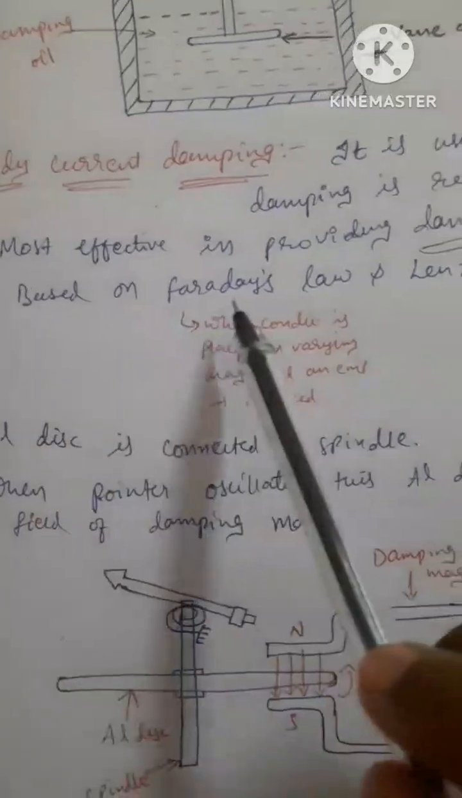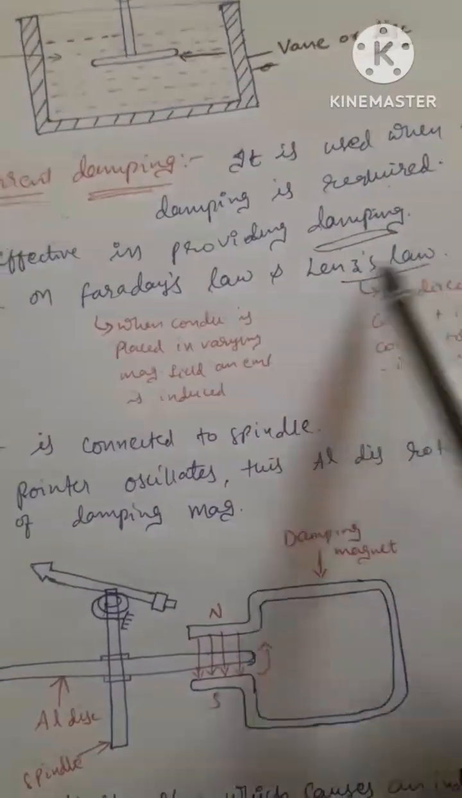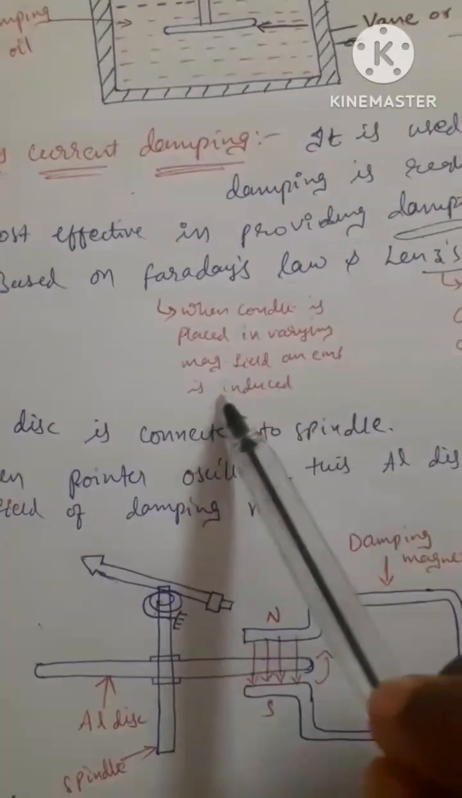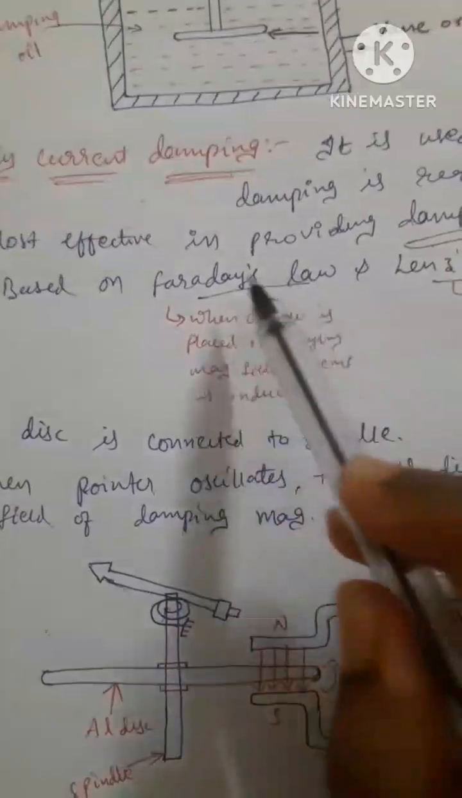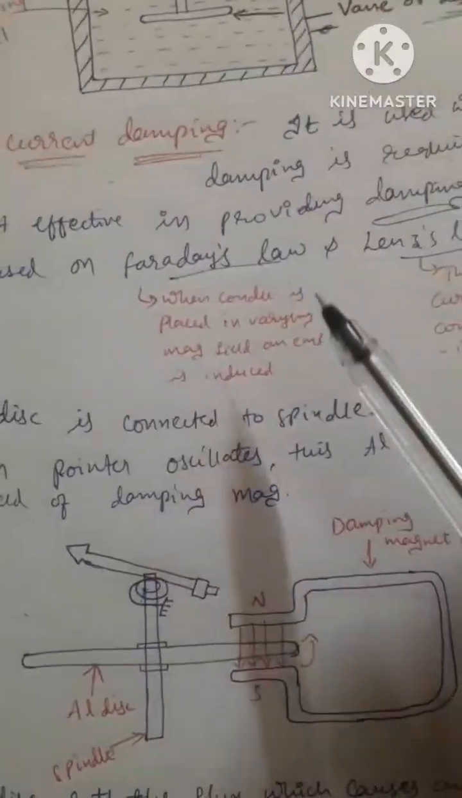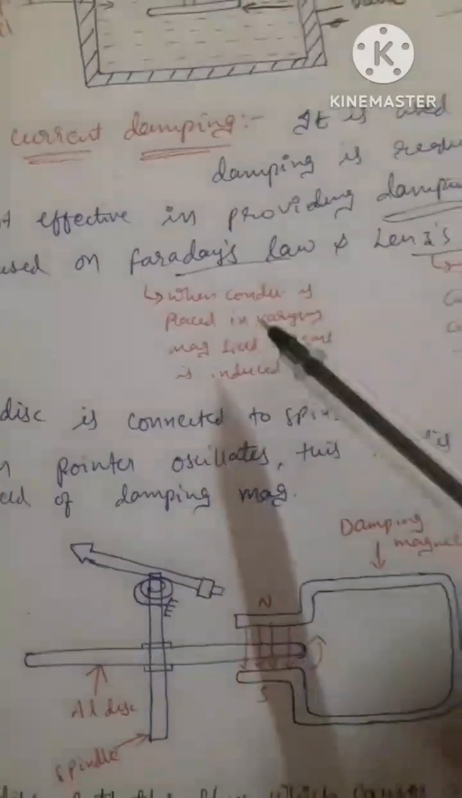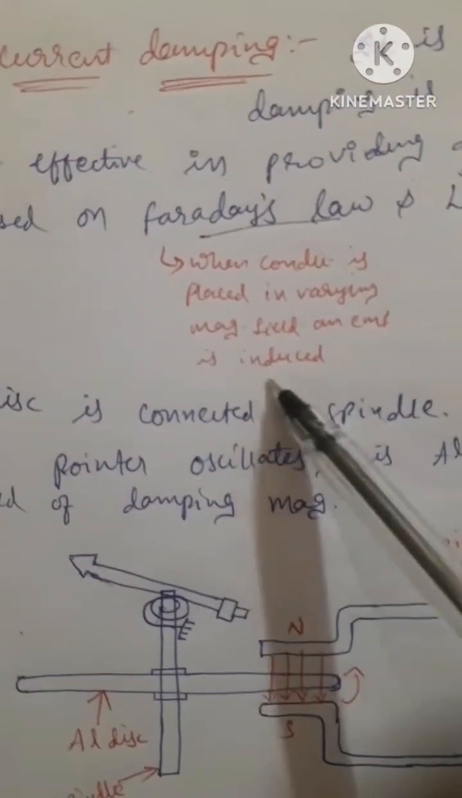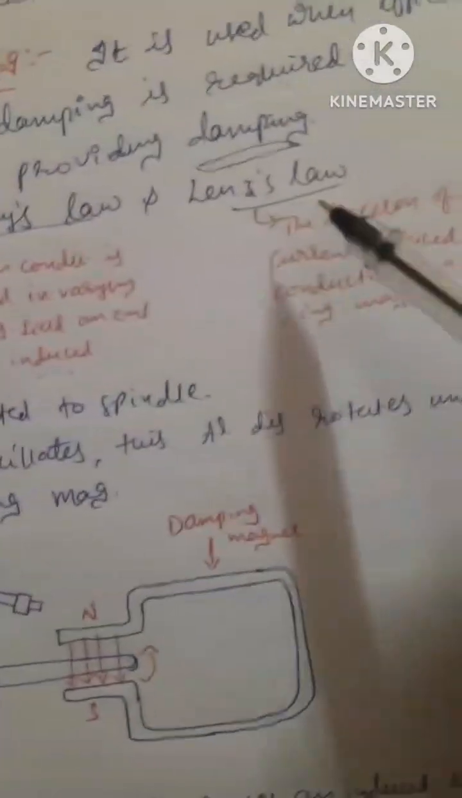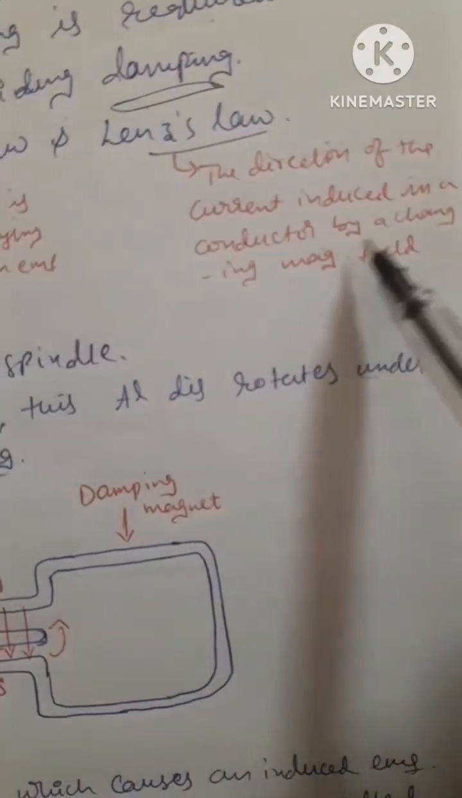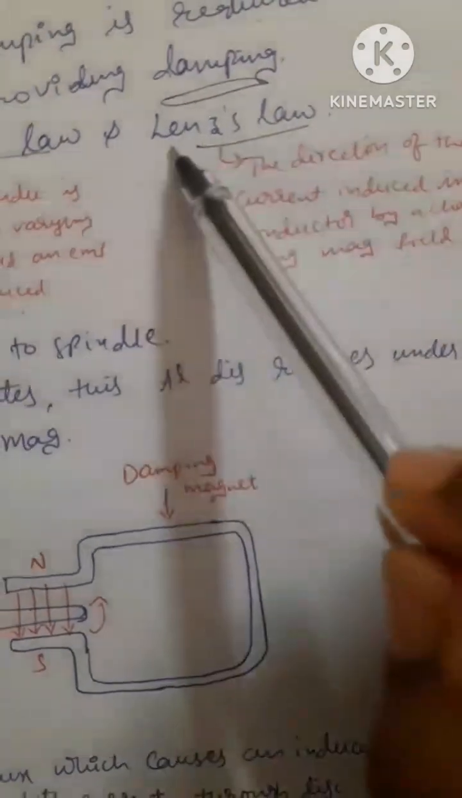So it is based on Faraday's law and Lenz's law. Faraday's law means when a conductor is placed in a varying magnetic field, an EMF is induced. We see this Faraday's law and Lenz's law in EMF as well as electrical machines. Regarding Lenz's law, it gives the direction of the current induced in a conductor by a changing magnetic field.